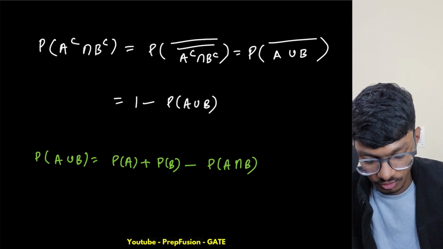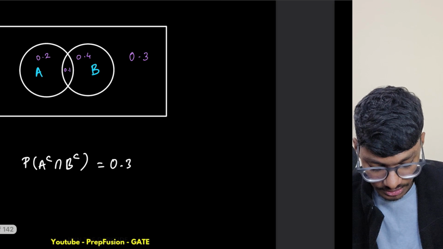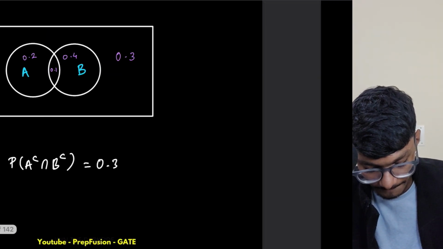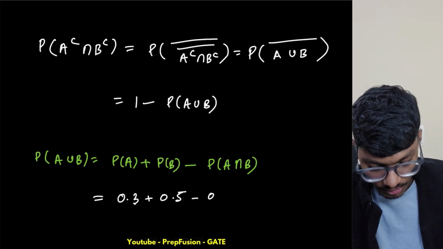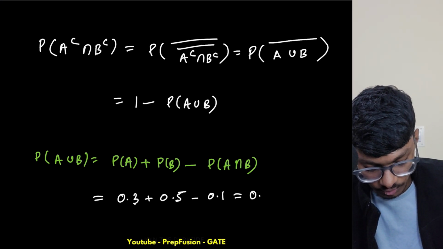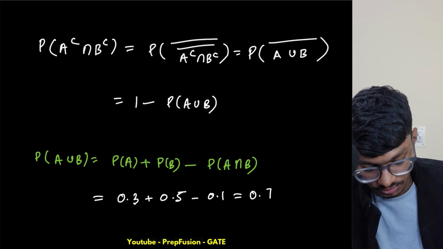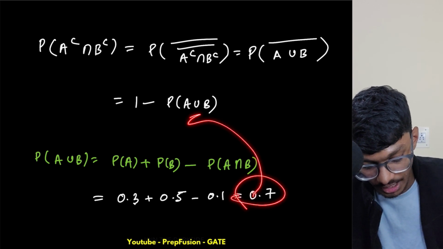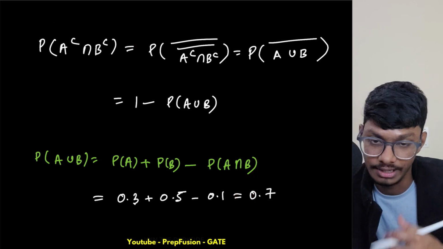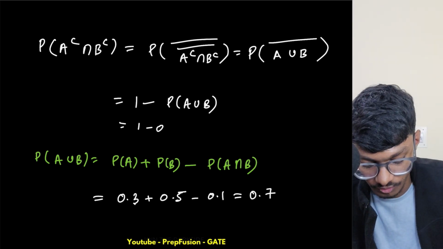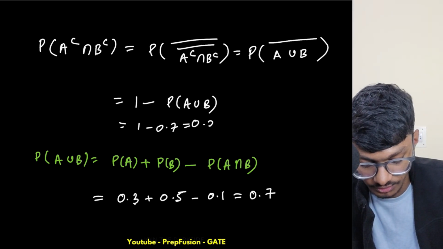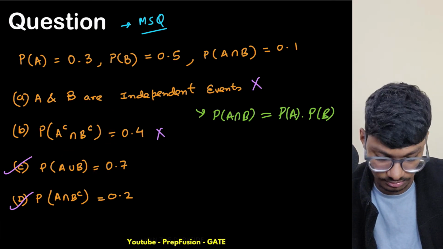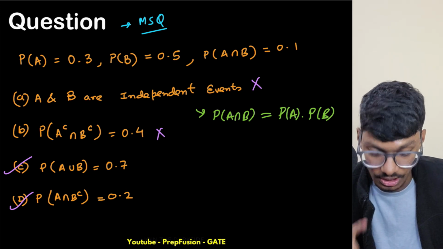So you know probability of A, you know probability of B, you know A intersection B. It is like probability of A is 0.3, probability of B is 0.5, and A intersection B is 0.1. So this is 0.7. Okay, this is 0.7, and I have to put this here to get A complement intersection B complement. So 1 minus 0.7 is 0.3, which is again not present in the options. Okay, it was 0.4. Again, this I already derived. It is 0.7, and this, how to solve this?